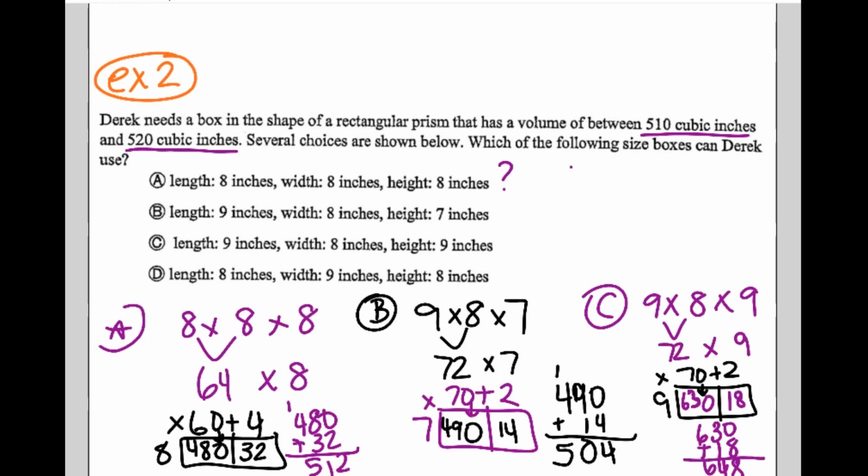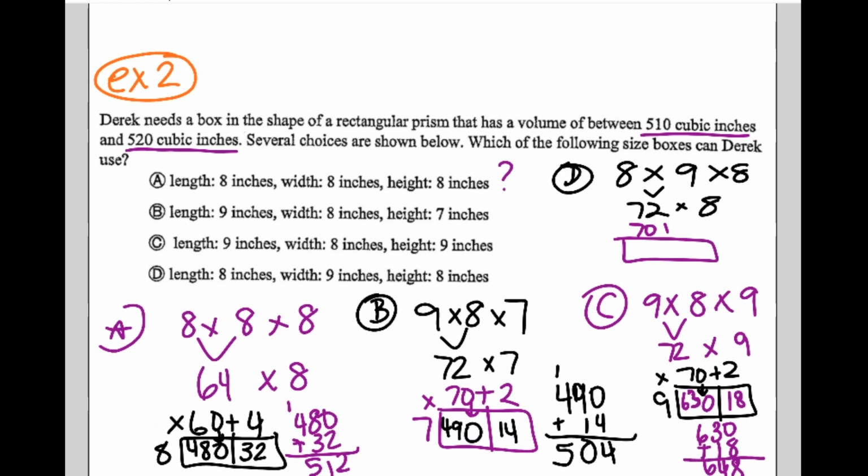D says it is 8 times 9 times 8. Again, that's 72 times 8. Let's get our little area model going. 70 plus 2 times 8. All right, bring down the 0. I know 8 times 7 is 56. Automatically, I can tell that this is way too big because that number in the box says 560. But we'll continue just to make sure that we aren't incorrect. And then I know that 8 times 2 is 16.